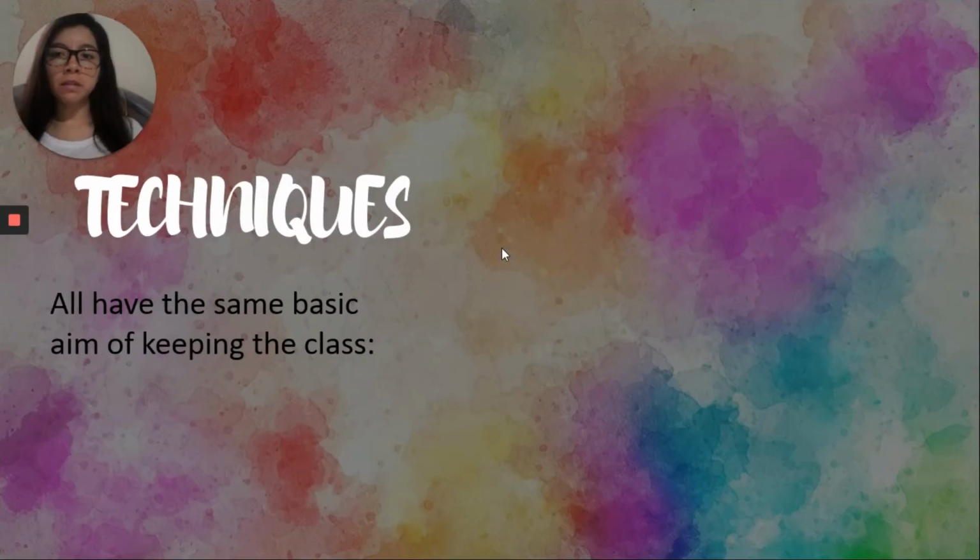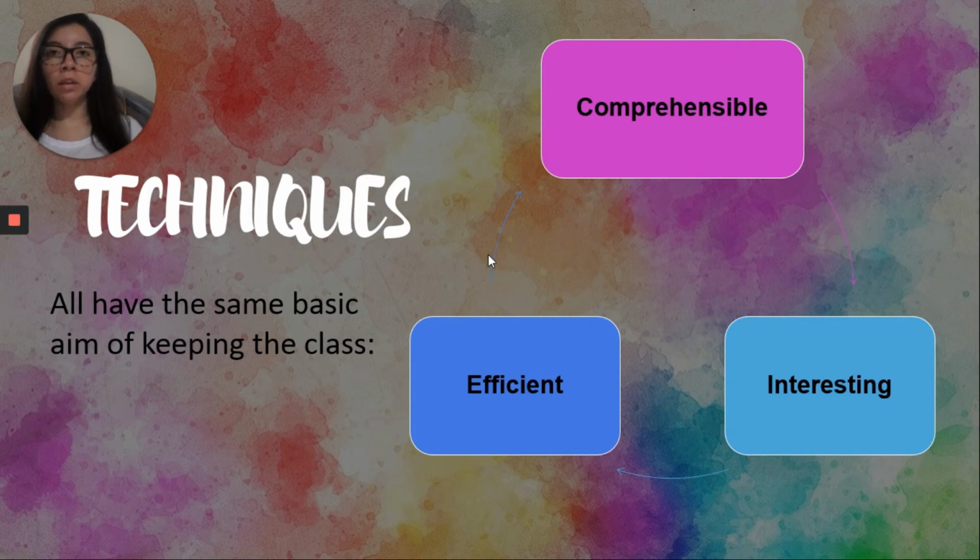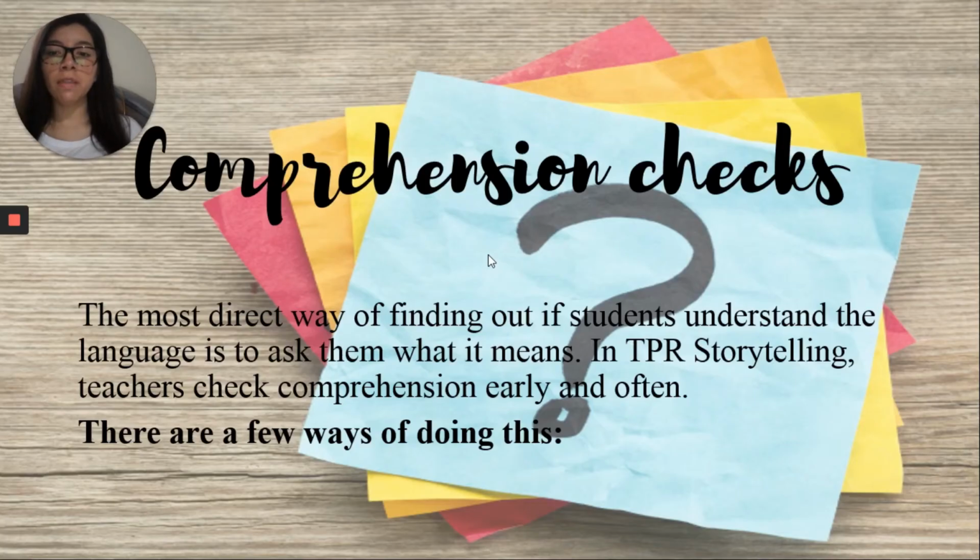These activities have the same basic aim of keeping the class comprehensible, interesting, and as efficient as possible for language acquisition. There are many techniques that we can use in this method. The first one is comprehension checks. The most direct way of finding out if the students understand the language is to ask them what it means.